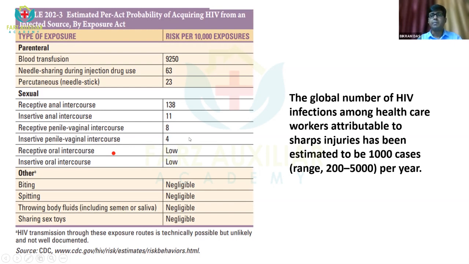This is the global number of HIV infections among healthcare workers attributable to sharp injuries, about 1,000 cases per year, though it actually ranges from 2,000 to 5,000. This is also a considerable amount where sharp injury is causing HIV in healthcare workers. So we should always use standard precautions while doing surgery or any percutaneous procedures in HIV patients.